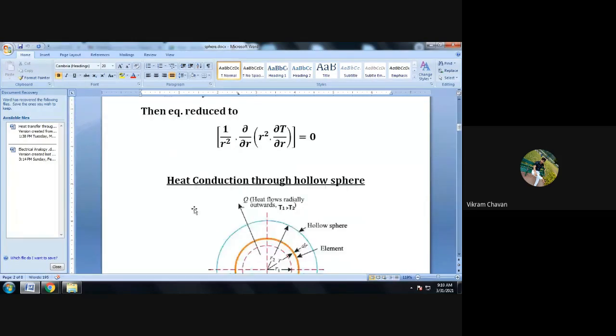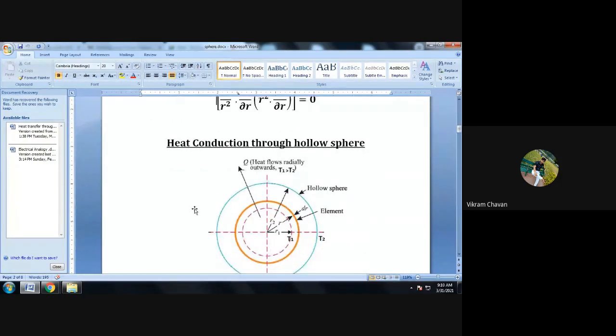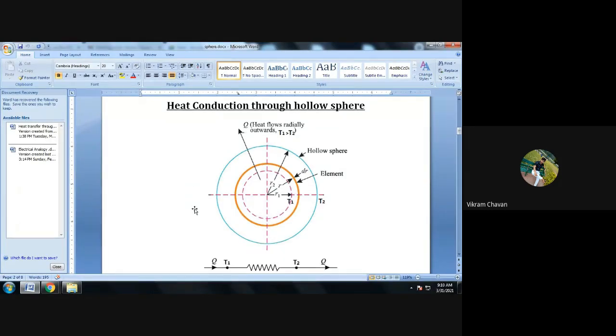Now in today's lecture we have to understand the heat conduction through a hollow sphere, and for that reason we have considered this particular diagram. We have taken the top view of the spherical coordinate system. From the top view we can see the outer circle of the sphere and the inner cavity, because this is a hollow sphere, so there will be an inner cavity.